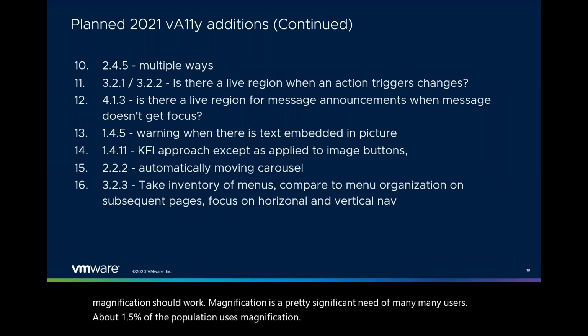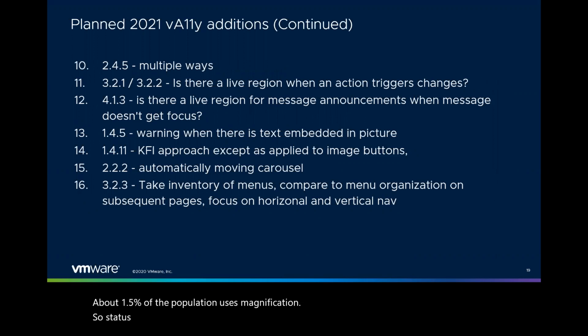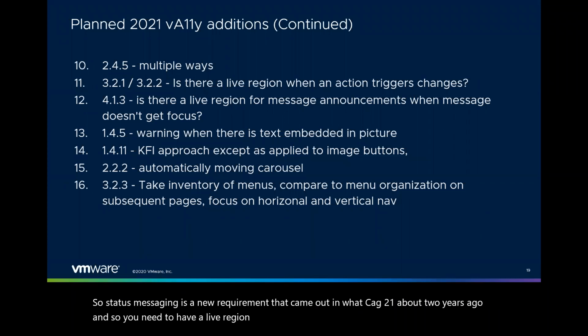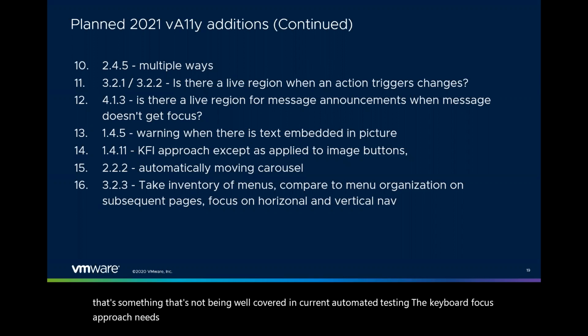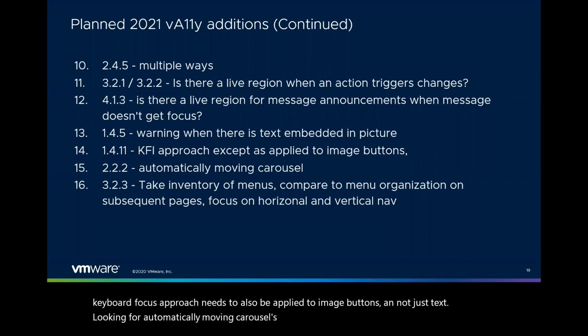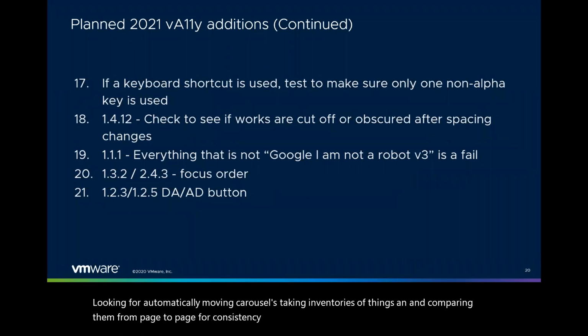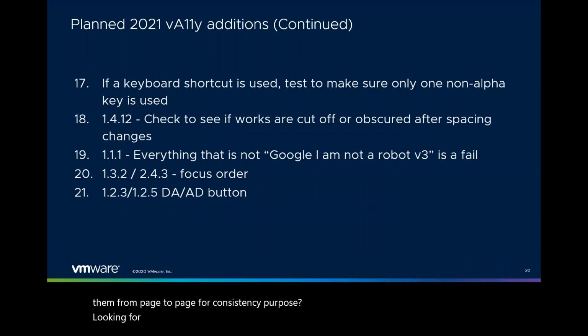Status messaging is a new requirement that came out in WCAG 2.1 about 2 years ago. And so you need to have a live region if there is an action that triggers a status message. That's something that's not being well covered in current automated testing. The keyboard focus approach needs to also be applied to image buttons and not just text. Looking for automatically moving carousels, taking inventories of things and comparing them from page to page for consistency purposes. Looking for the correct use of keyboard shortcut guidelines.